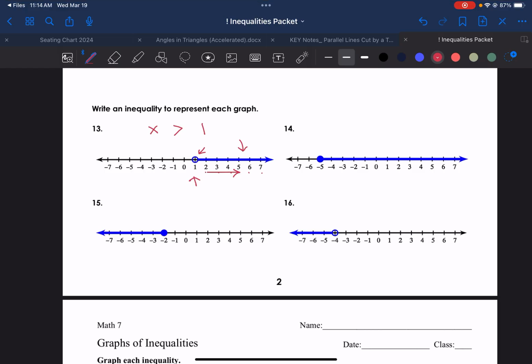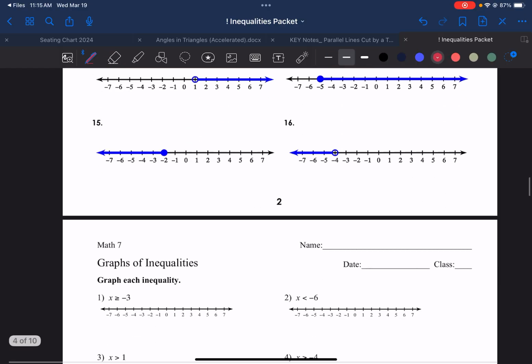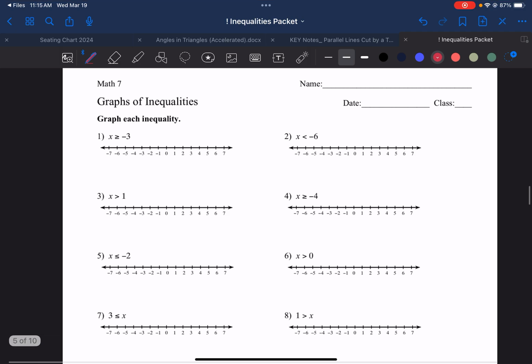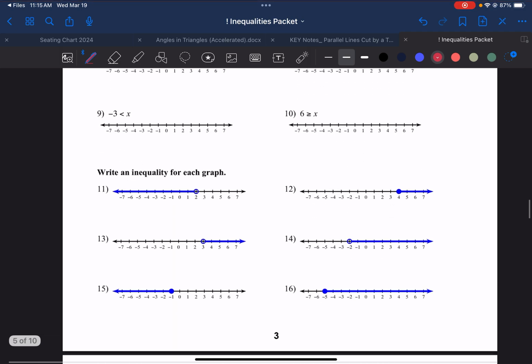Okay, you can do the rest on this page. And you're going to finish up to problem 16 on page 2. Then you're going to keep going, and you're going to do all of page 3, number 1 through 16. If you finish early, I'll leave some extra practice work, and you can go on to iReady Games. Show your best work.